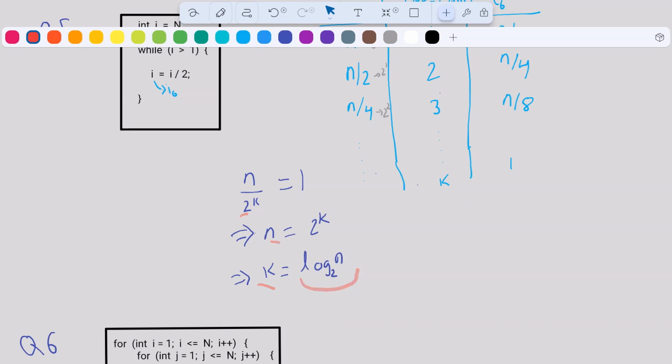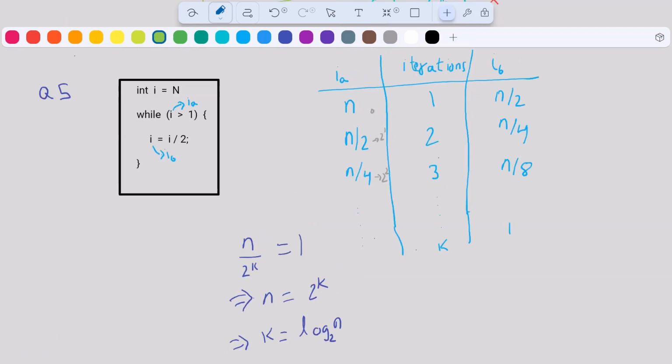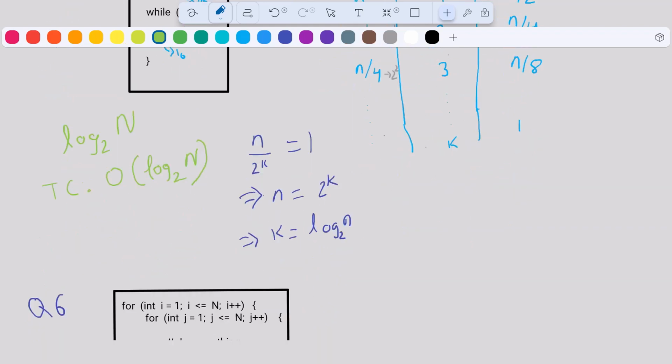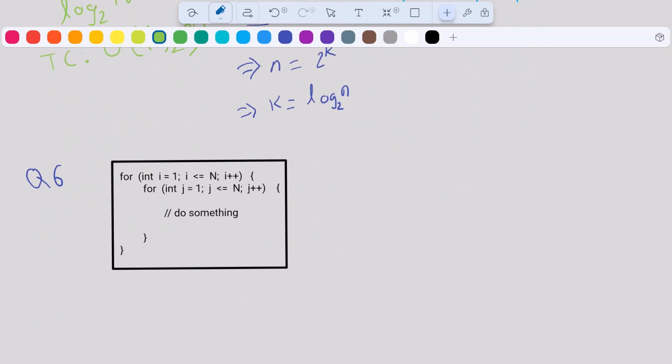Okay. So now in this problem, you can see the loop is running for how many times? Log of n to the base 2 times. So the time complexity for this problem will be order of log of n to the base 2. Okay. So now just move to another problem.